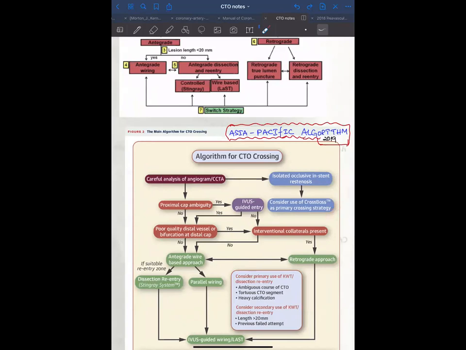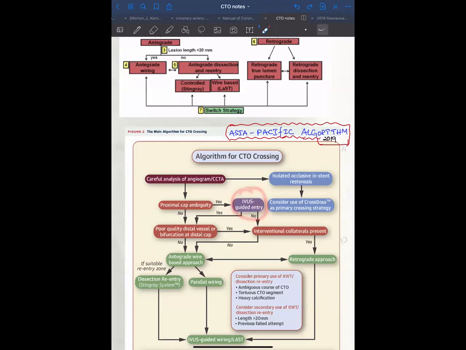But if it is not an ISR, then you look at proximal cap ambiguity. If you have an ambiguous proximal cap, then you use IVUS, like Varun was saying. I'll come to that picture. So if you have a side branch which is very nearby, we can use IVUS guided entry instead of blindly poking it. If there is no ambiguity, then you can actually go.